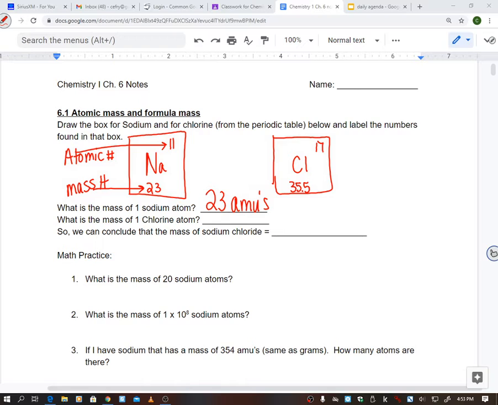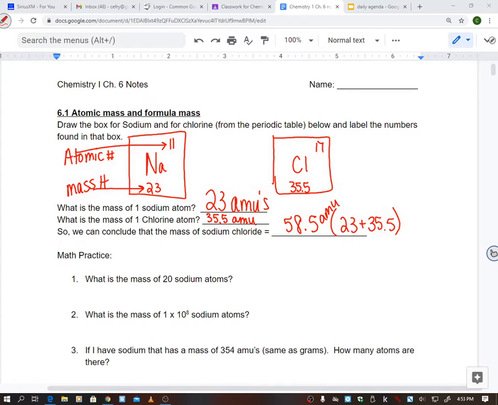So what is the mass of one chlorine atom then? If I'm looking at chlorine, it is 35.5 atomic mass units. Then I'm going to ask them, so we can conclude that the mass of sodium chloride is what? Because sodium chloride is NaCl. So then what's the mass? Usually kids will pretty quickly tell me that we're going to add these two together, which would make 58.5. So we did that by adding my sodium and my chlorine together. Once again, AMU, atomic mass unit.